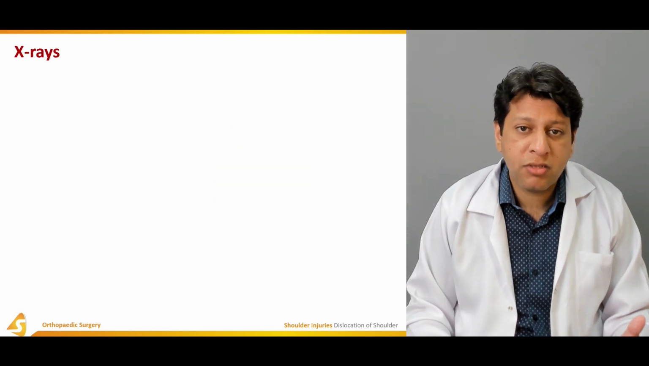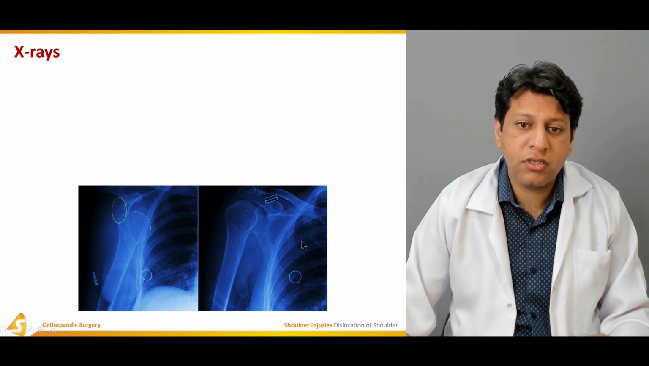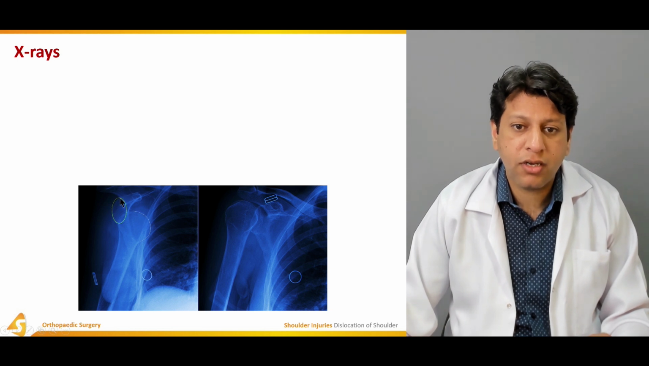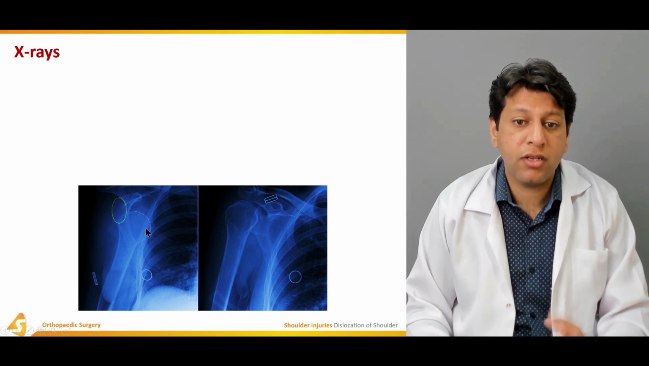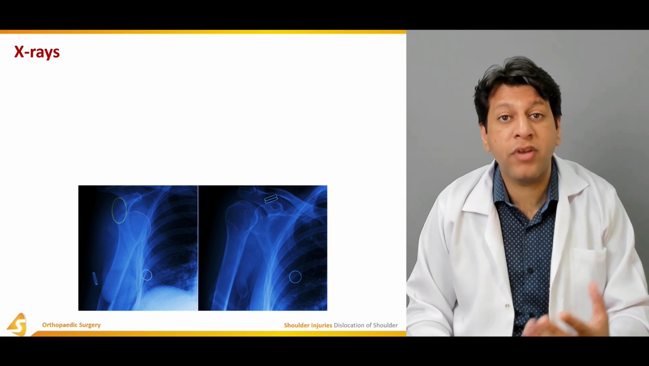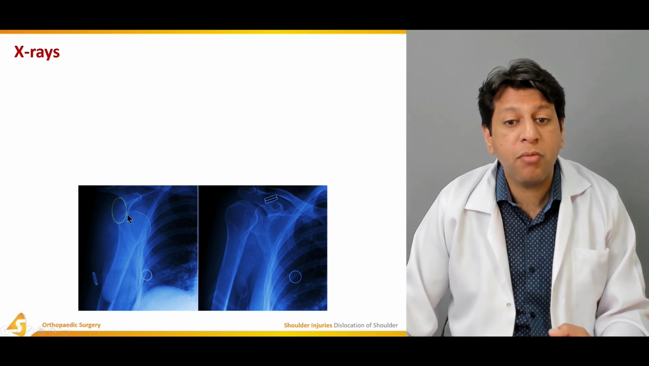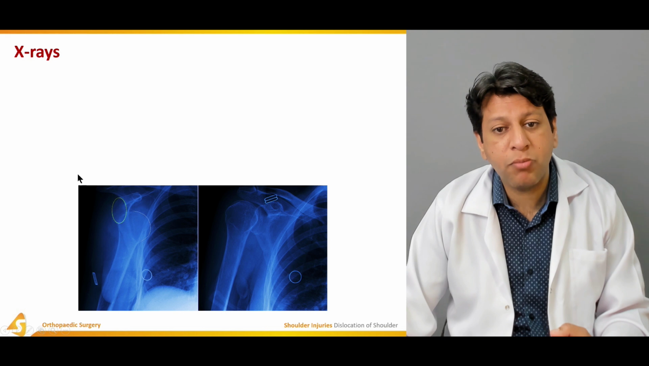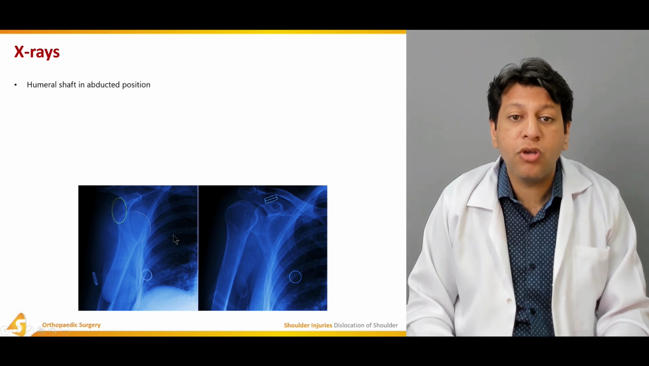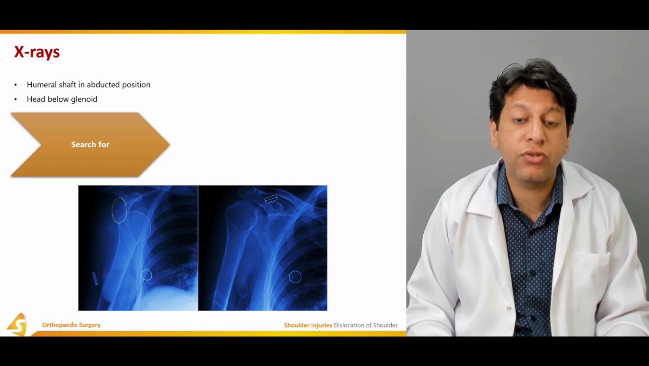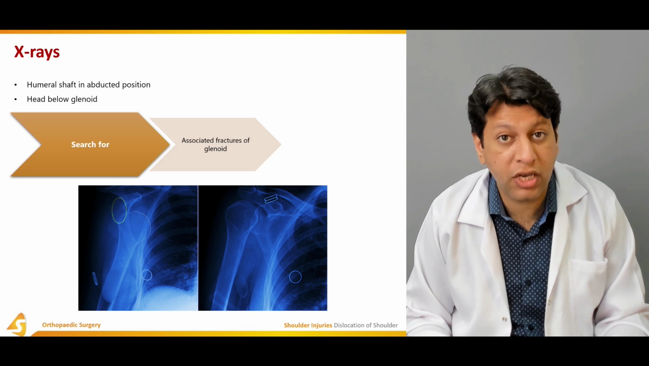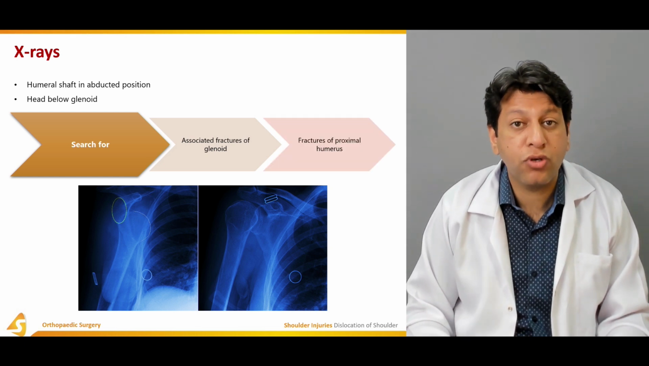Now again, on simple AP X-rays, you can appreciate the glenoid cavity as well as the humerus head displaced out. But this is actually the X-ray of an anterior dislocation. If it were an inferior dislocation, the arm would be in an abducted position and the head would get displaced at times. The humeral shaft is abducted, the head is below the glenoid, and what we have to search for are associated features of glenoid fracture, or fracture of the proximal humerus as well.